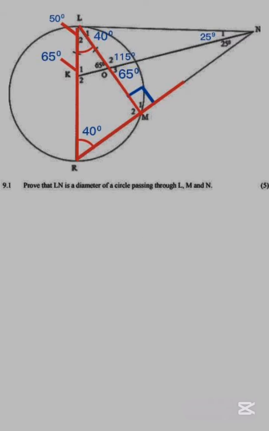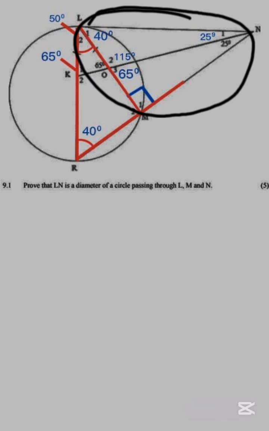Prove that LN is a diameter of a circle passing through L, M, and N. The very first thing we'll need is to draw a circle that passes through L, M, and N. So let's draw it. Yeah, there it is. It's not perfect, but you can see that it's a circle. Back to the question, we must prove that LN is a diameter.